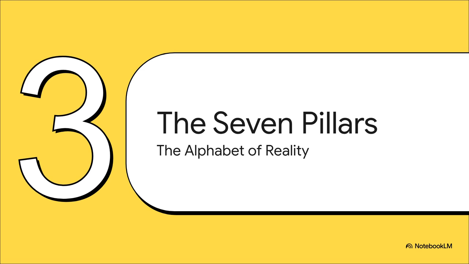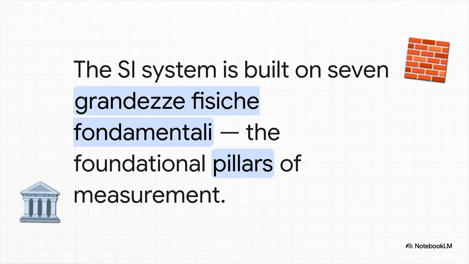But here is the amazing thing. The entire system, this whole language for describing the universe, is built on just 7 basic ideas. That's it. You can think of them as the alphabet of reality. And these are what we call the fundamental physical quantities. They are the 7 pillars that hold up everything else in the world of measurement. Every other possible thing we could ever measure is just some combination of these 7.